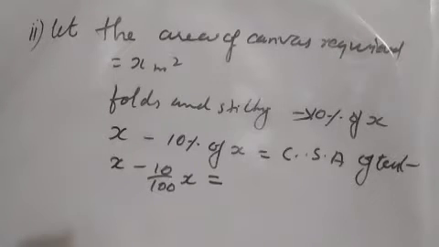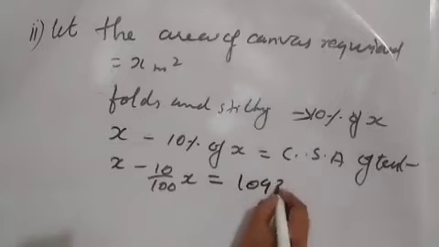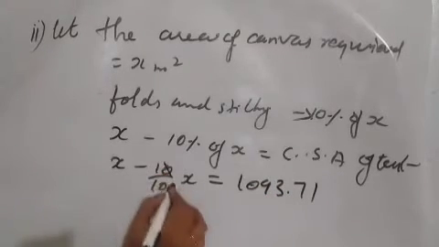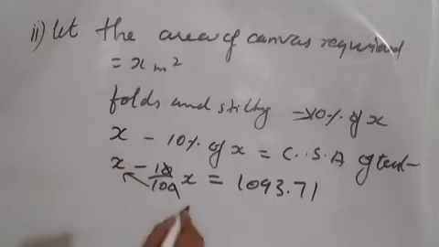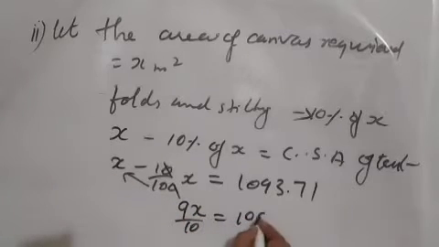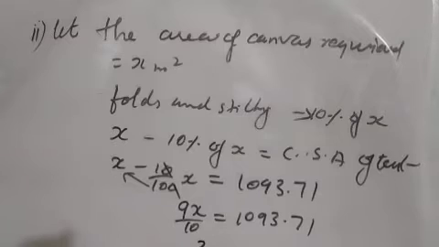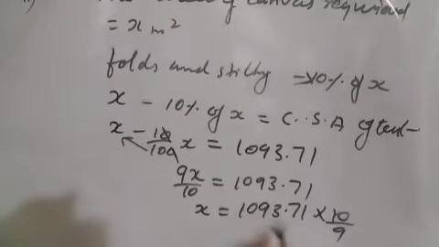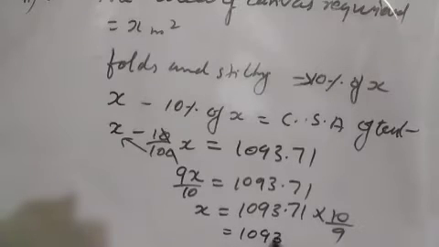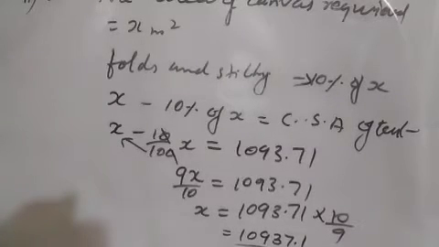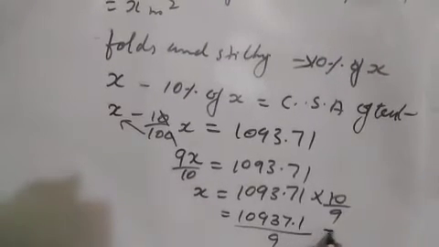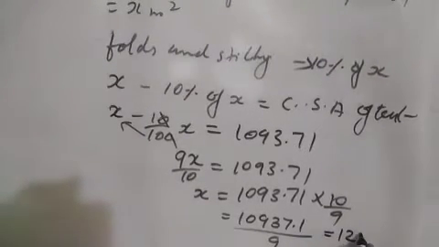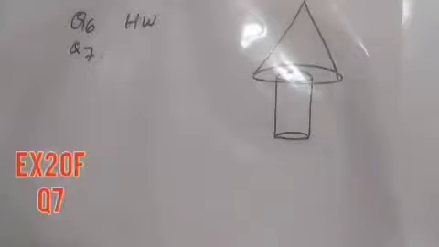Yes. It is 1093.71 meter square. Cancel out this. Take the LCM. 10 minus 1, 9. 9x by 10 gives 1093.71. Cross multiply, x equal 1093.71 into 10 by 9. Multiply the reciprocal. Okay. Now when we multiply by 10, we get 10937.1 by 9. Divide. To divide, we get 1215.23 meters.